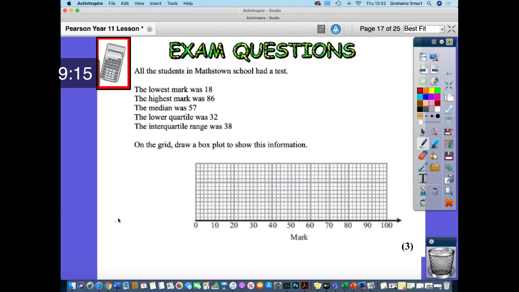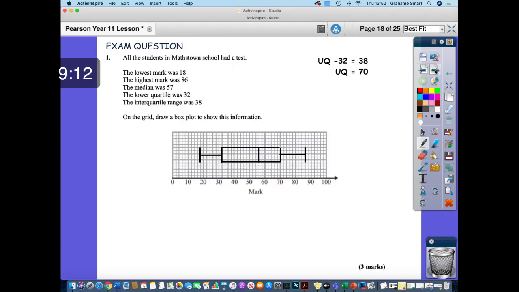Okay, so I'm sure most of you have got quite a long way through this. We'll go through it though, and the only piece of information that you actually had to work out was the upper quartile. I've put it up here just so you can see. We know that the upper quartile subtract the lower quartile gives us the interquartile range. Although we don't know the upper quartile, we do know that the lower quartile is 32, which I've substituted in here. And we know that the interquartile range is 38, which I've put here. I've rearranged to work out my upper quartile. The inverse of subtracting 32 is to add 32. So 38 add 32 gives me an upper quartile of 70.